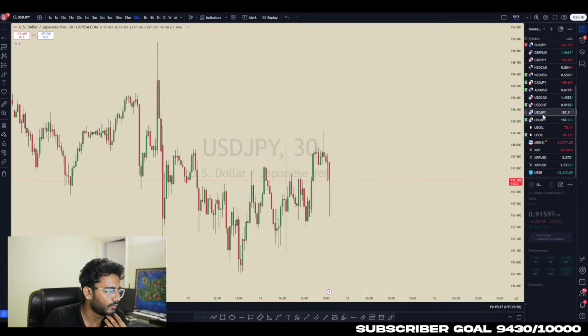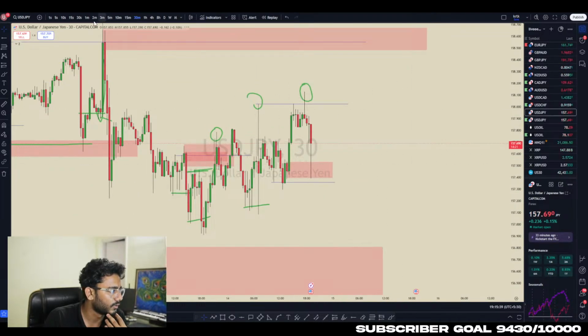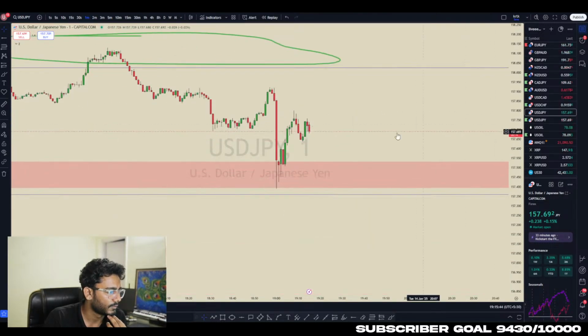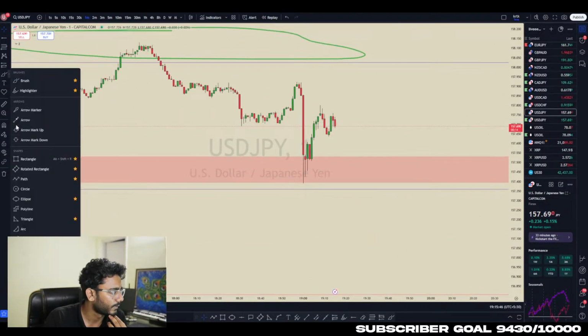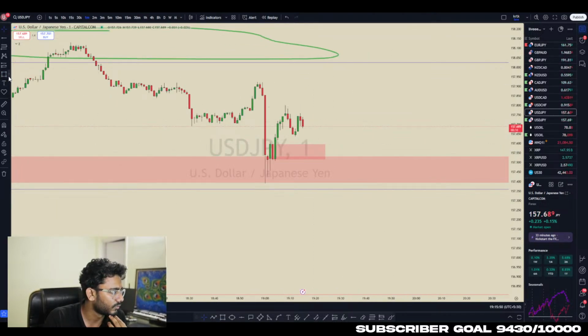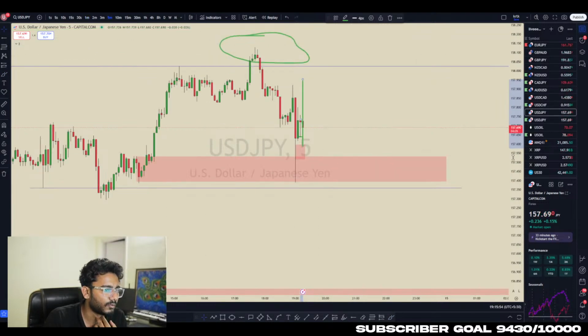JPY can also continue to the upside. Let's see what we have got. So there's this sort of block. Price has created this sort of block, so it can continue. It will induce this low, and then it can tap, and then it can continue.